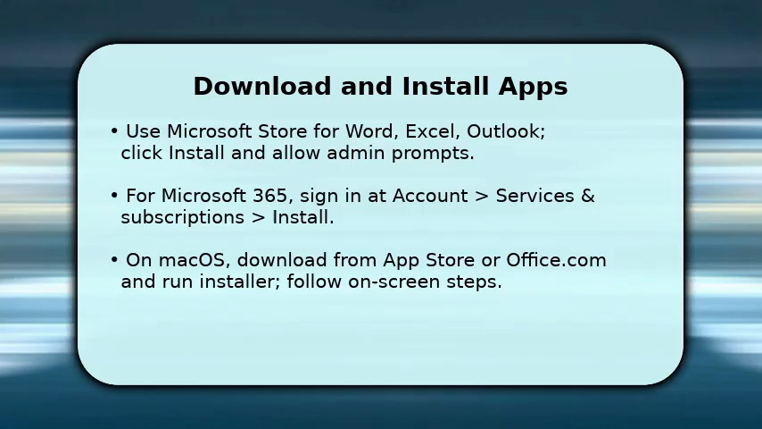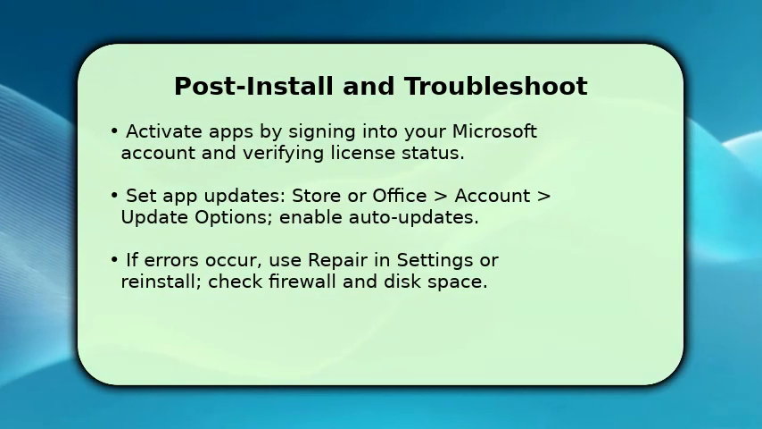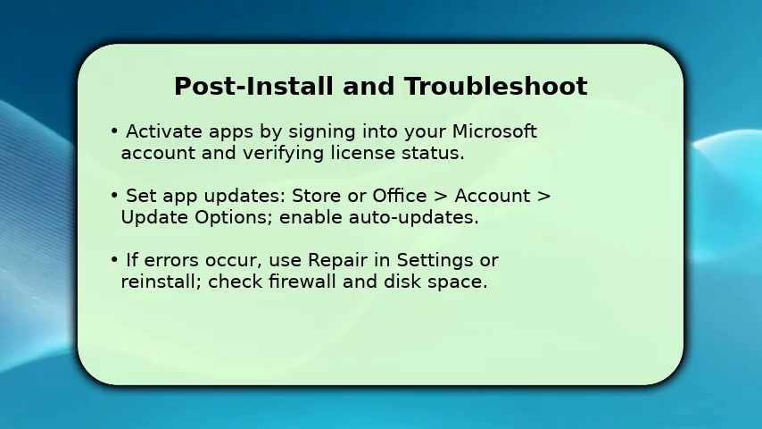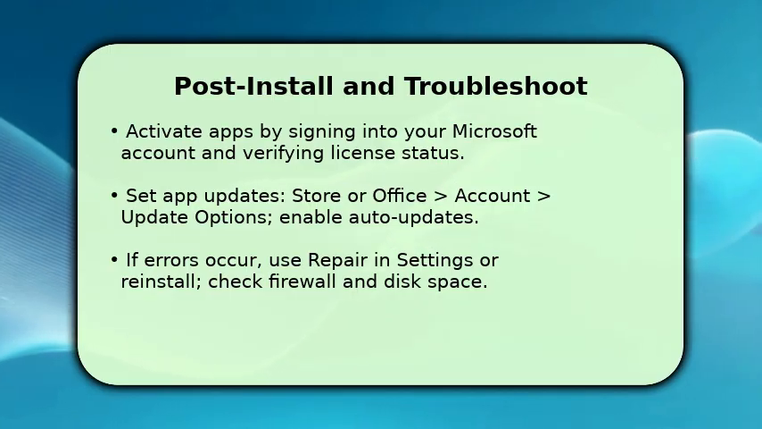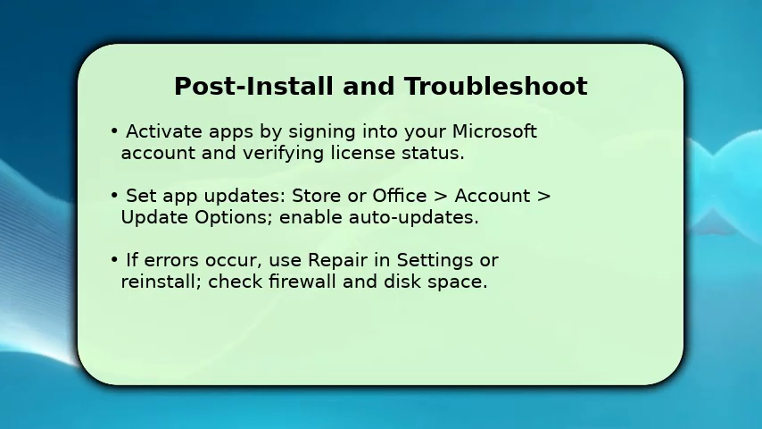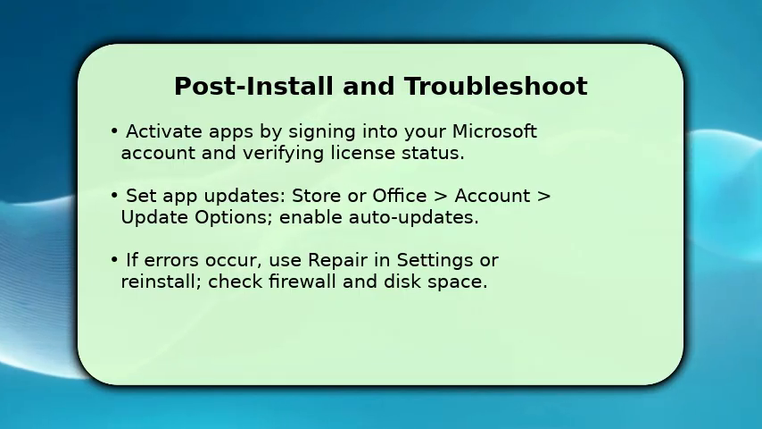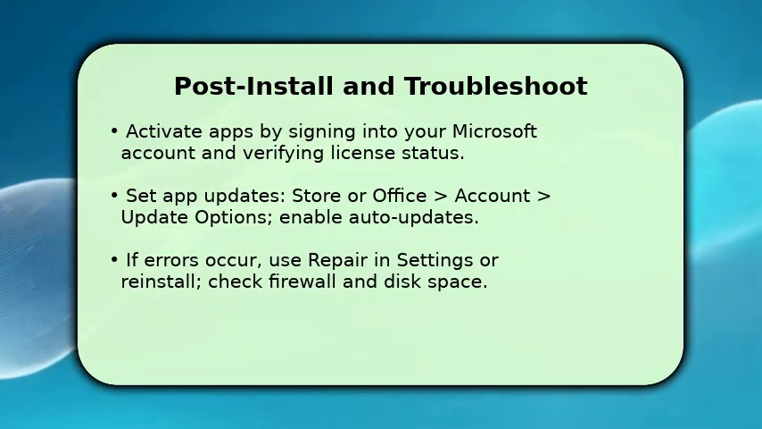Finish by activating and configuring your apps so they stay up to date. Sign into each app with your Microsoft account to activate the license and enable syncing. Once signed in, open Update Settings in Store or Office account update options and turn on automatic updates to get security fixes. If an app won't start, try the repair option in Settings or uninstall and reinstall.